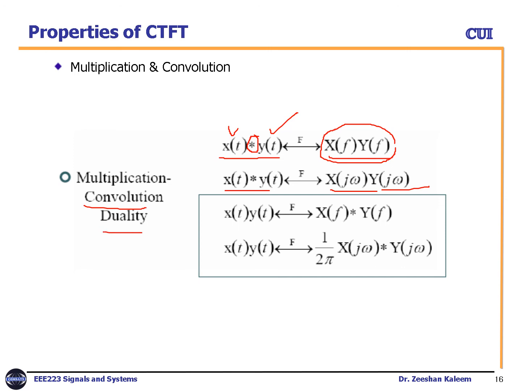Duality means that the reverse is also true. Previously there was a multiplication sign in the frequency domain and a convolution sign in the time domain. Now if you multiply in the time domain, it is equivalent to convolution in the frequency domain. So X of f is convolved with Y of f. And for omega, you have 1 over 2 pi times X of j omega convolved with Y of j omega.